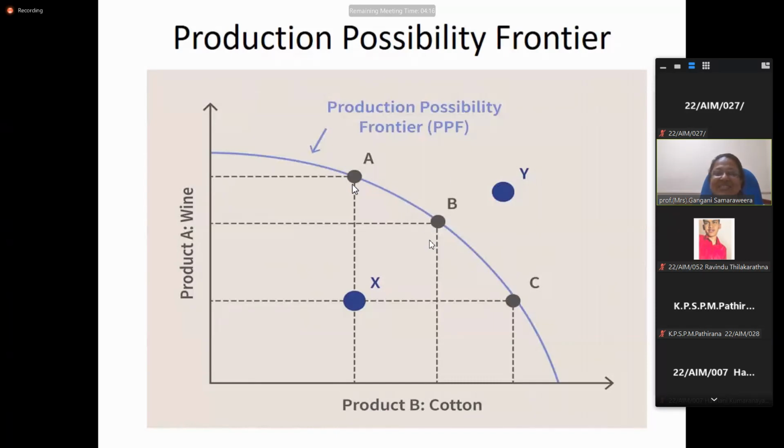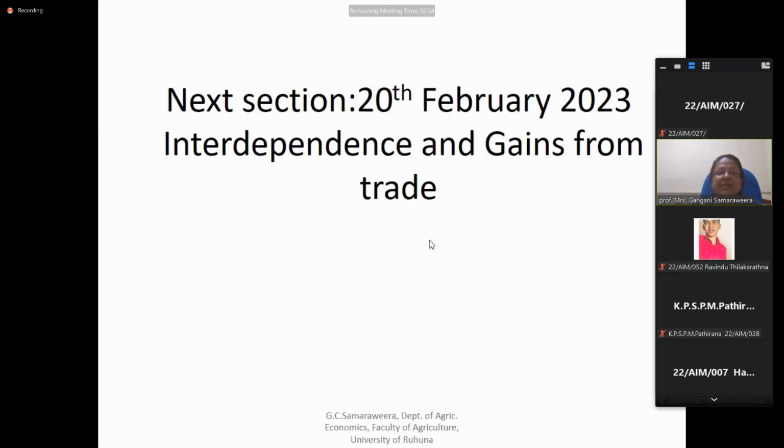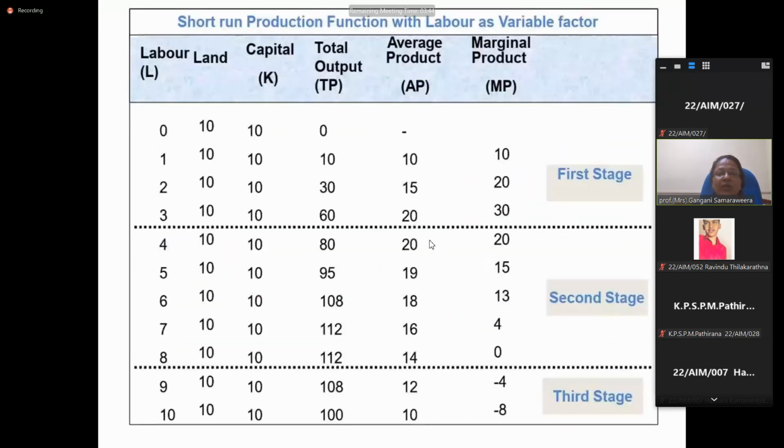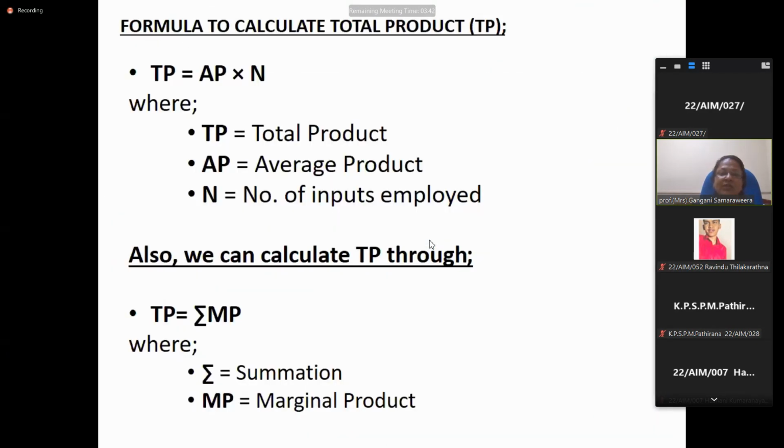Okay. So A, B, C are efficient and feasible points. X is inefficient but feasible point. Y is inefficient, infeasible point. Okay. So that's all I plan to teach you today. Next, we'll do interdependence and gains from trade. Okay, new section. Next week. Today we learned about production. So I hope you got the point, because many new things we discussed.